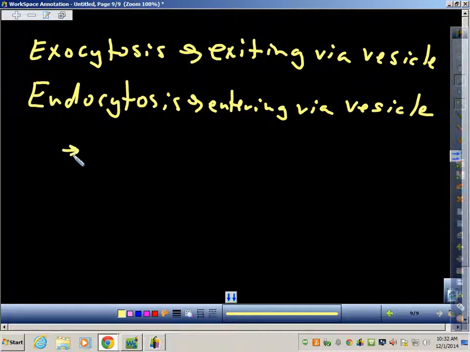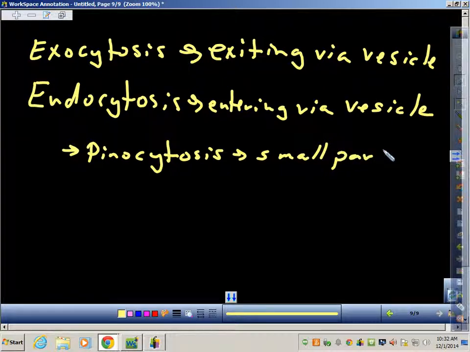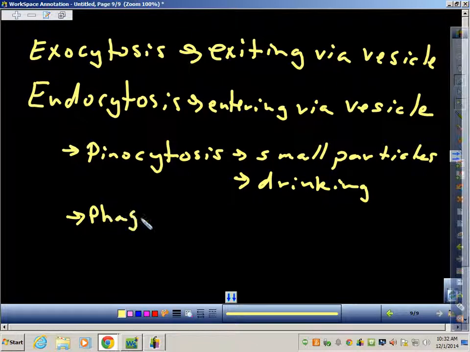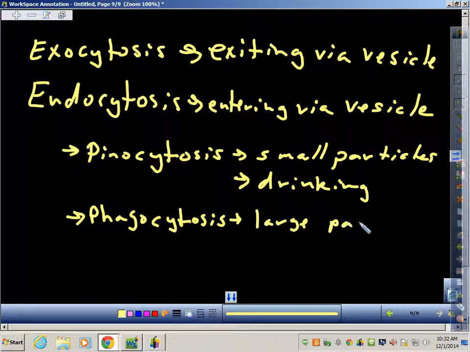And there's two types. There's pinocytosis. And that's when a cell brings in small particles, and you can think of it as drinking. And then there is what is called phagocytosis, which is large particles. And that's like a cell eating.